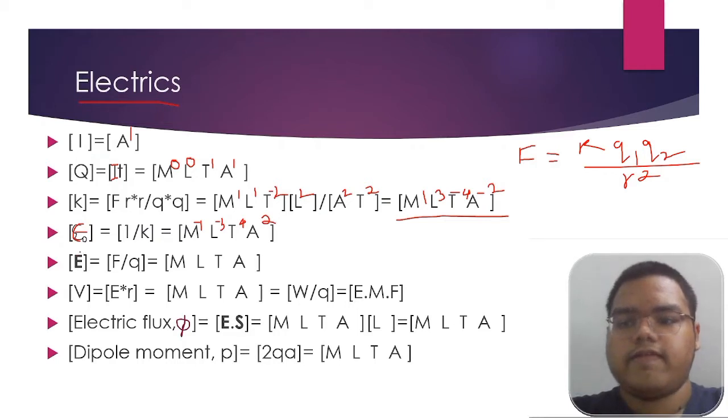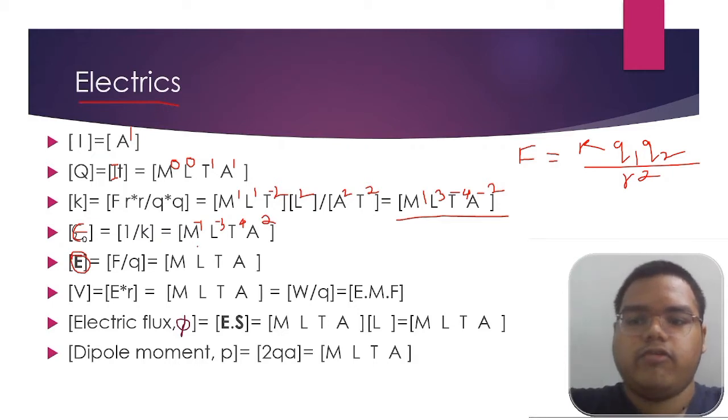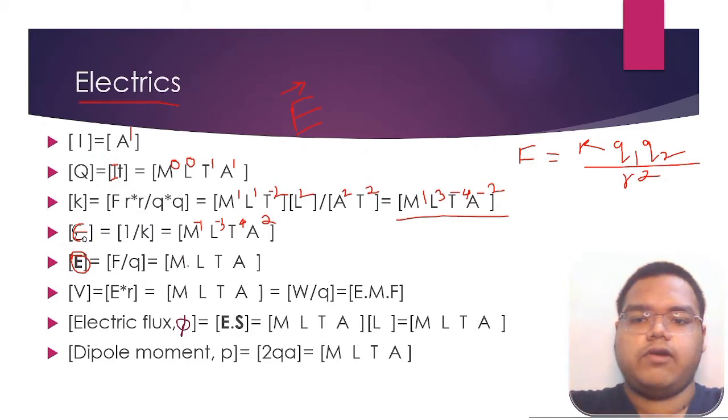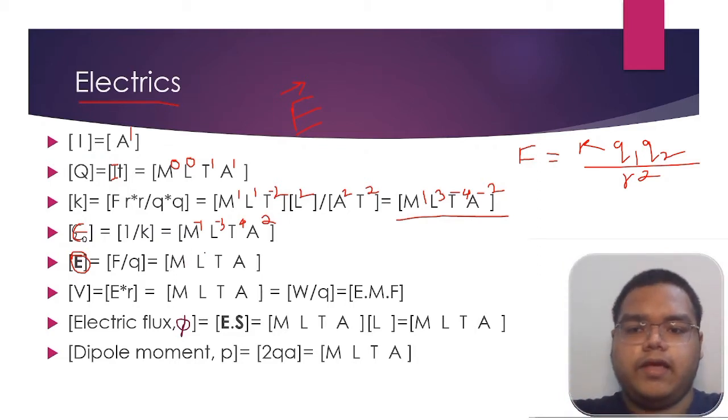E. Here E is a vector quantity, as you can see that it has been typed in bold letters. If it would have been written by hand, it would have been written like this. Okay, this is general knowledge. So E has a dimension of force by charge, which is equal to M to the power 1, L to the power 1, T to the power minus 2, A to the power minus 1, and again T to the power minus 1, which would add up to T to the power minus 3.